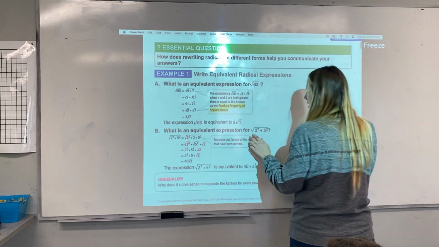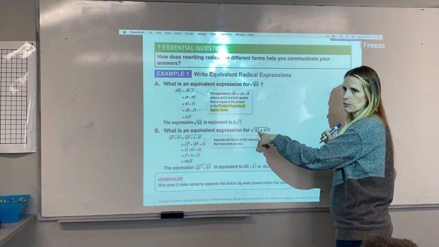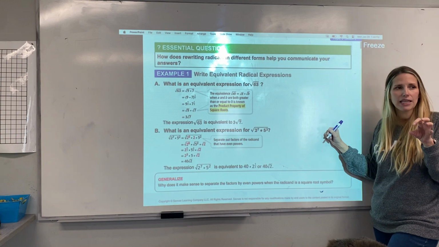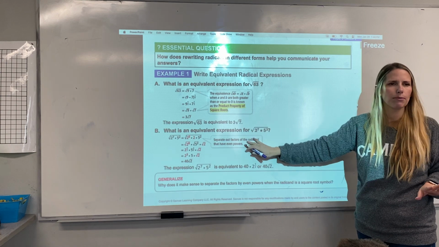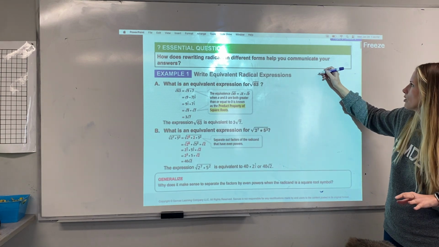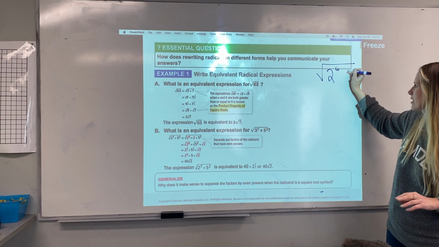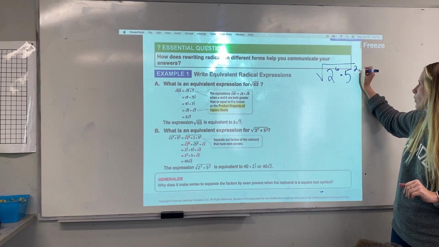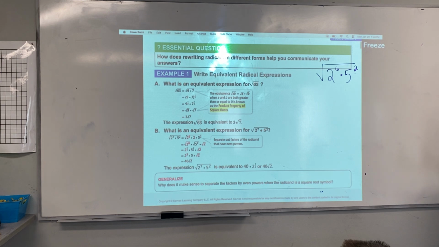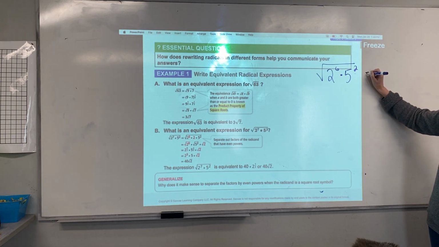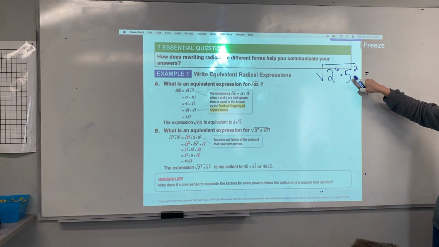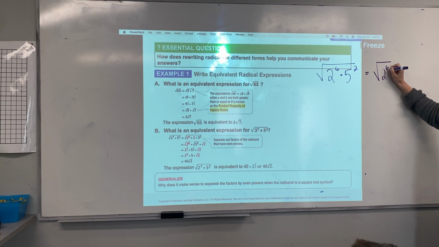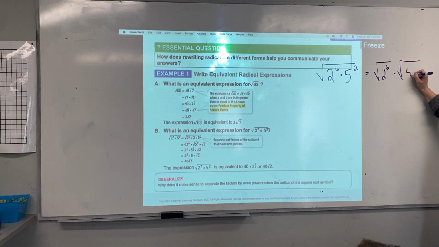So for this example, I'm actually not going to use the exponent 7 because it overcomplicates things a little too quickly. I'm going to redo this example, so don't write this. I'm going to do the square root of 2 to the 6th power times 5 squared, okay? Do you agree that the square root of 2 to the 6th times 5 squared can also be written as the square root of 2 to the 6th times the square root of 5 squared? Yeah.